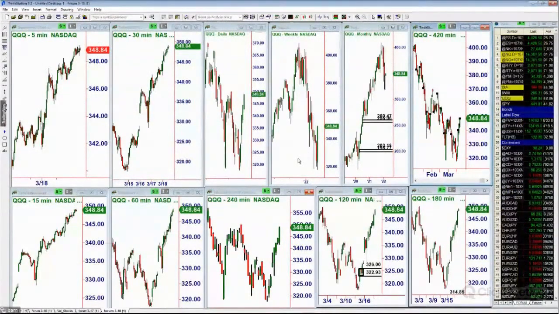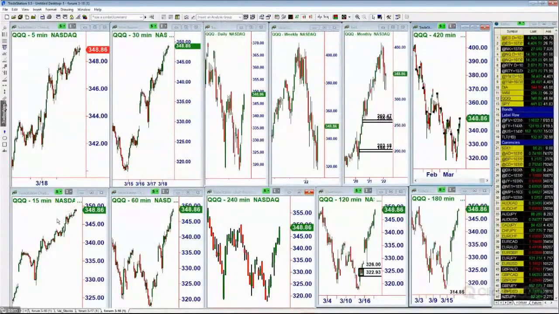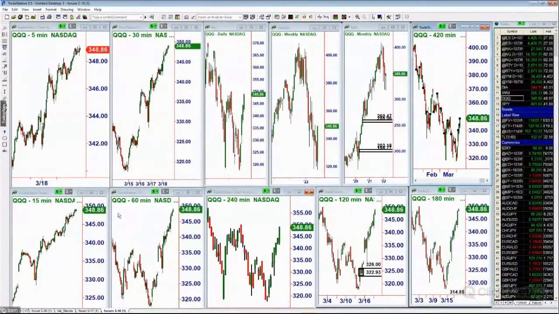So I would not suggest having a workspace like this. If you're a swing trader, for example, you don't need this 5-minute chart here. You don't necessarily need the 15-minute chart. It's really this here, 30, 60, these down here. You don't need this daily, weekly, monthly, right? So just ignore those for a minute.